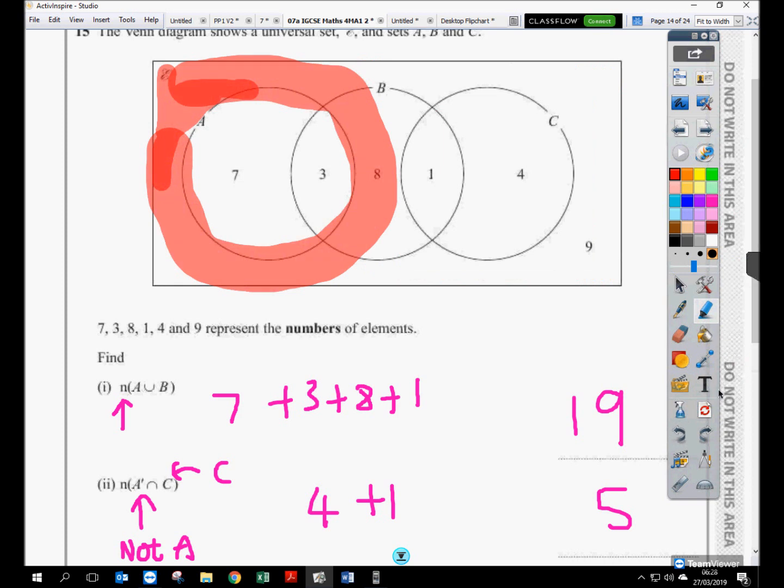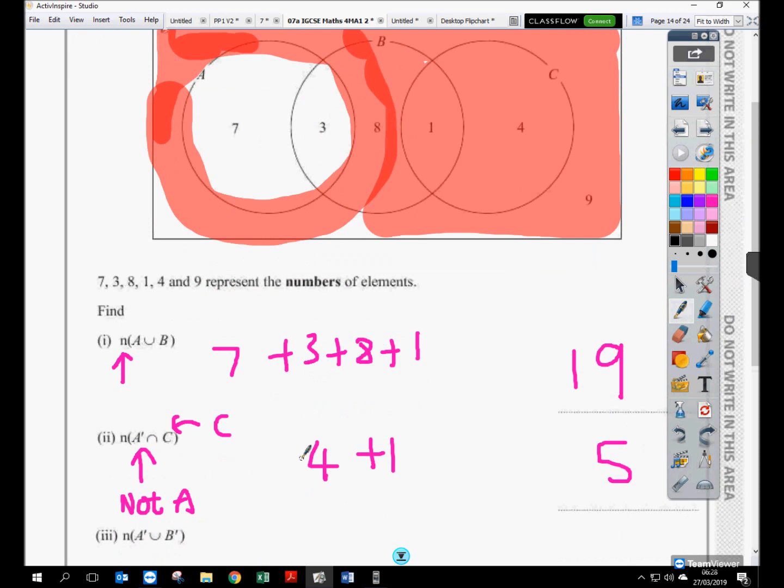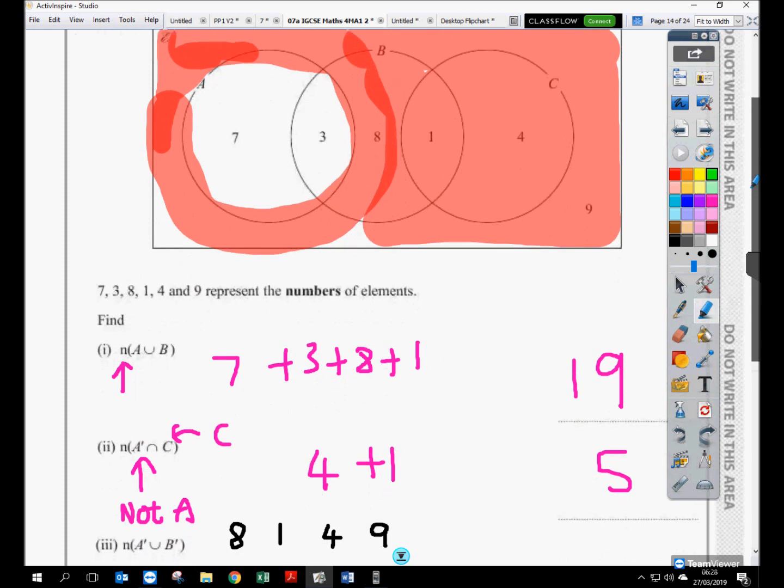Okay, so it's all of the numbers here, not in A. Let's write these down. So we have 8, 1, and 4, and 9. And then it says, or not in B. So, the difference you see between or and and. So now I need to look at or not in B. So if I look at not in B now, just shade outside the B circle.